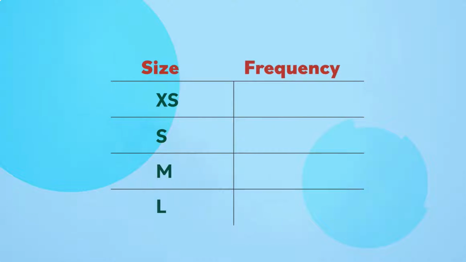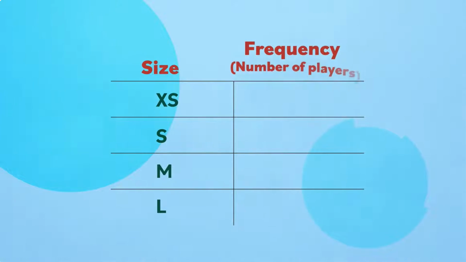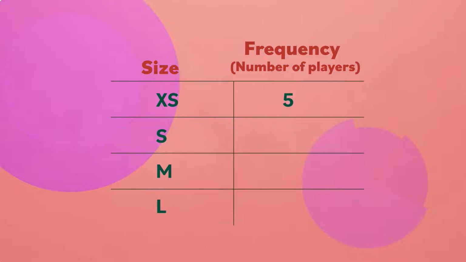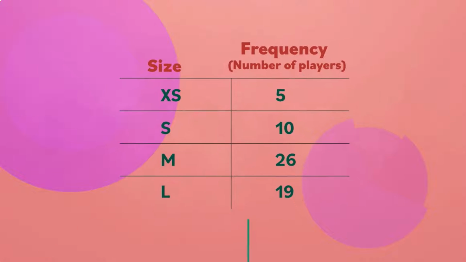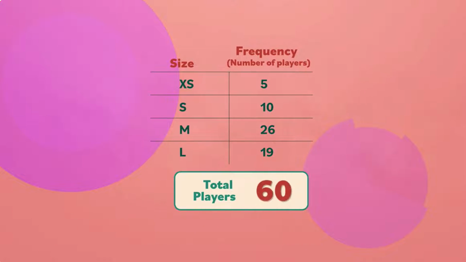In the first column, she records the sizes: extra small, small, medium, and large. In the second column, she writes down the frequency, or the number of players who wear each size. 5 athletes wear an extra small, 10 prefer small, 26 for medium, and 19 for large. Adding up these numbers gives us the total number of players on the girls' teams, 60.